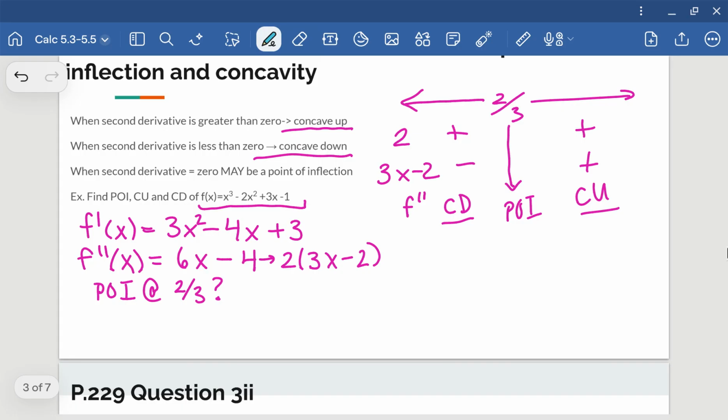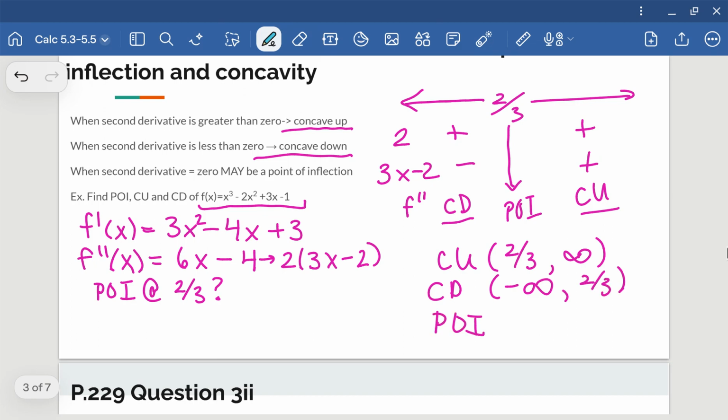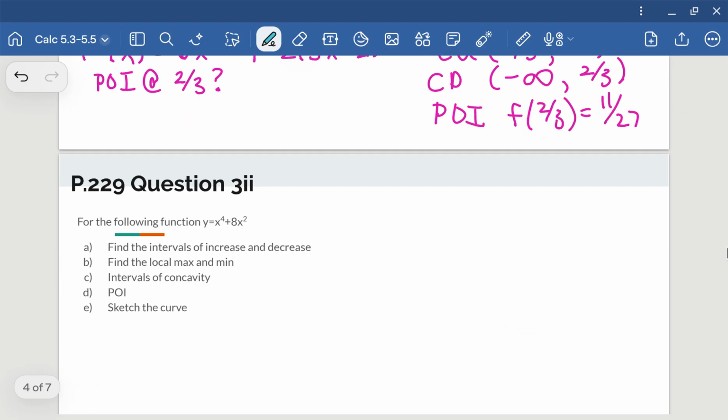So when we're answering the question, we can say we concave up from 2/3 to infinity, concave down from negative infinity to 2/3, and your point of inflection is at 2/3. Then you go back to your original function to figure out the y. So we have f of 2/3, and you will get your value is 11/27. So at that point there, you have your point of inflection.